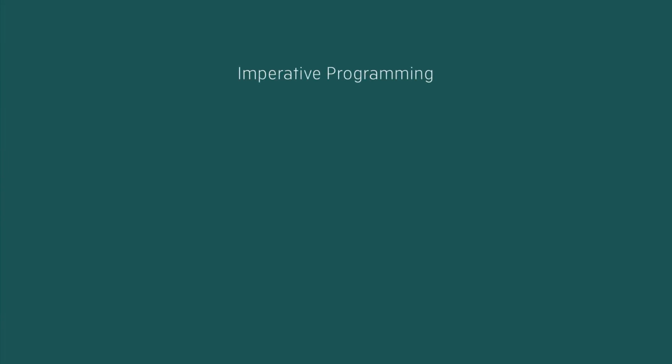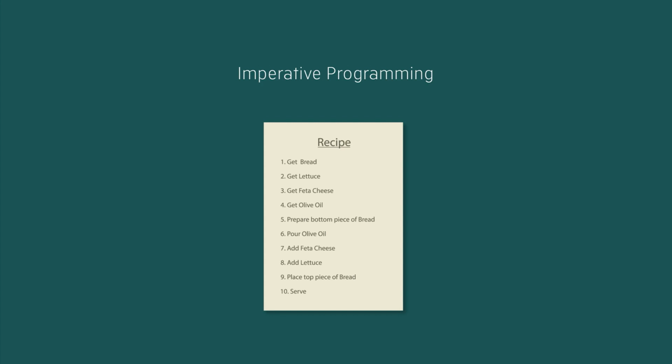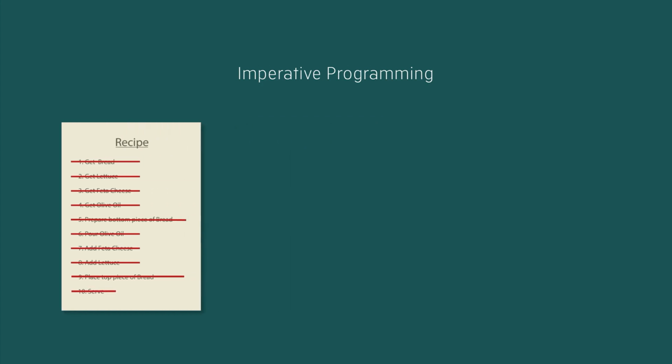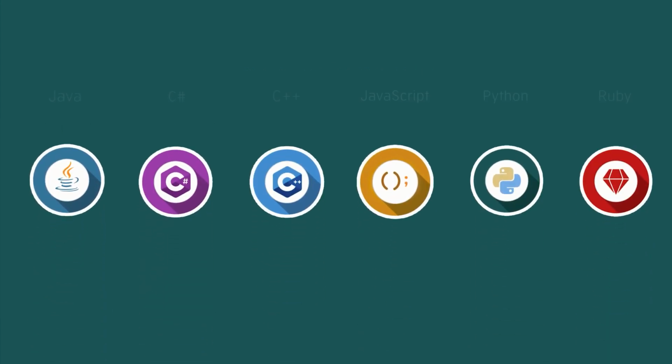Imperative programming, on the other hand, behaves in a similar way to the kitchen activities. Imperative programming explicitly tells the computer what to do and how to do it. There isn't as much mystery or abstract magic taking place as is the case with declarative programming. Everything that happens is explicitly written and ordered. Common examples of primarily imperative languages are Java, C#, C++, JavaScript, Python, and Ruby.